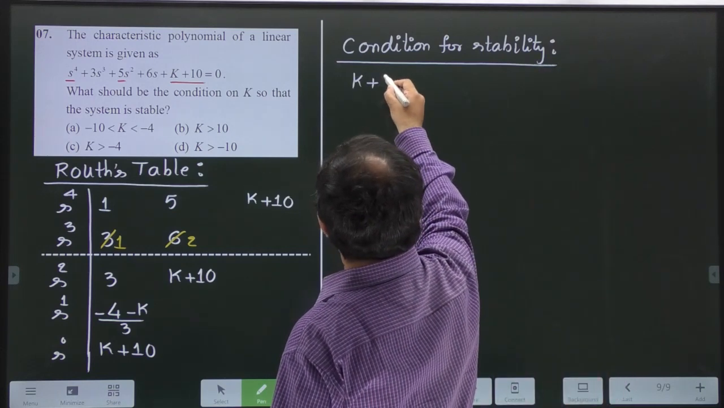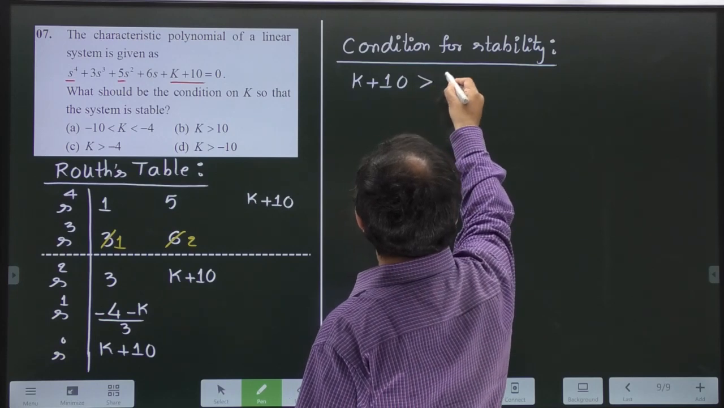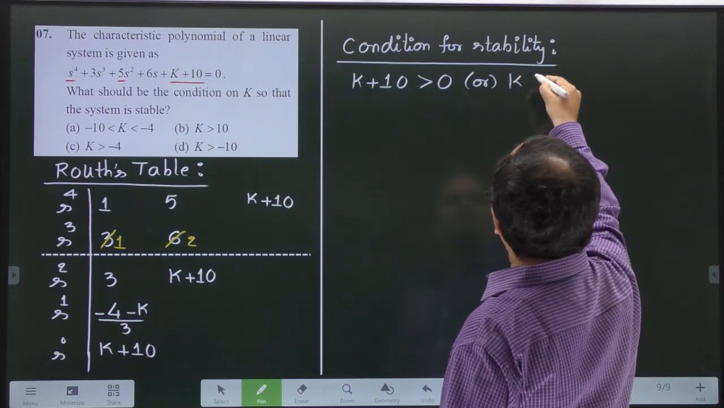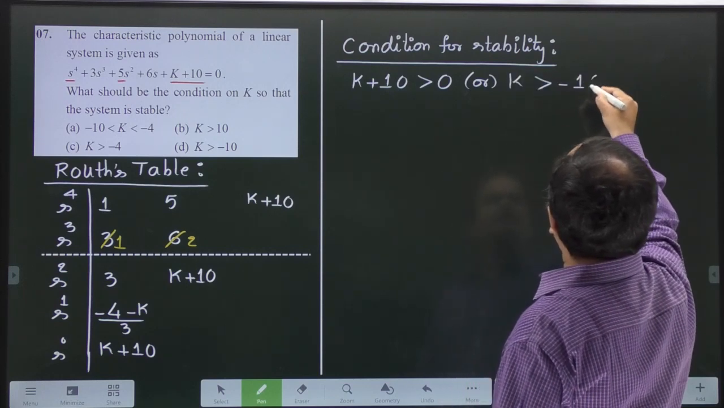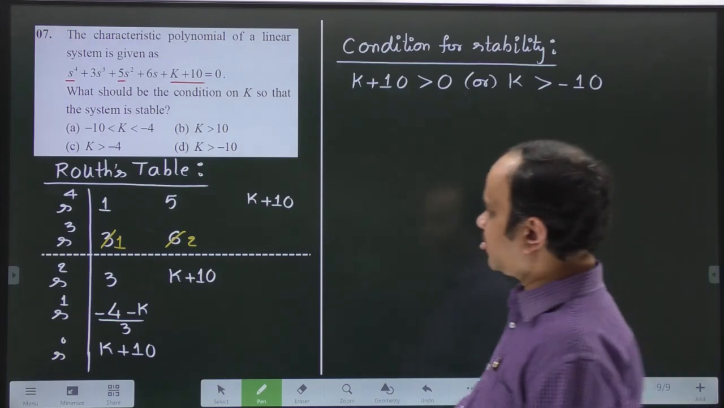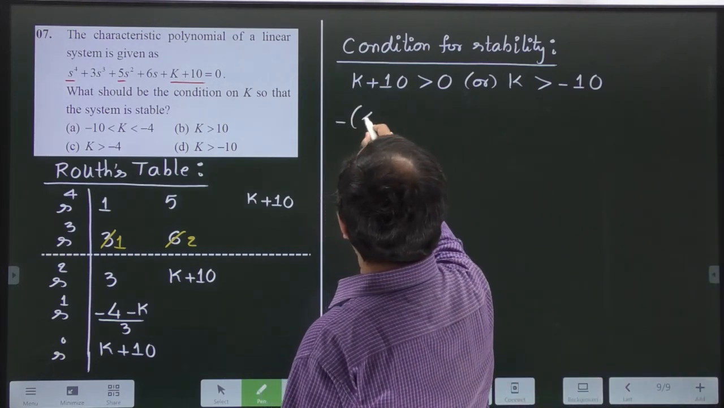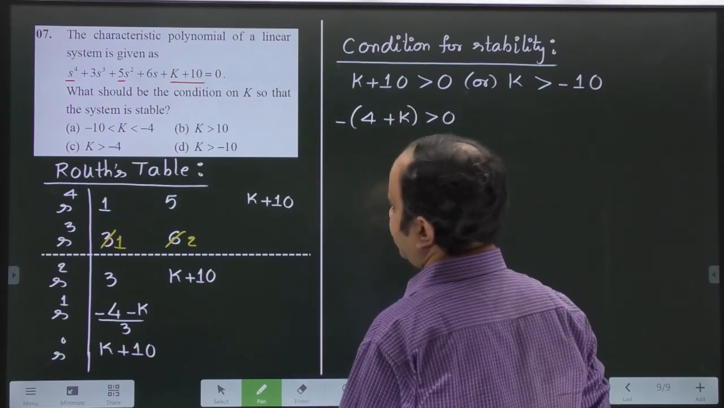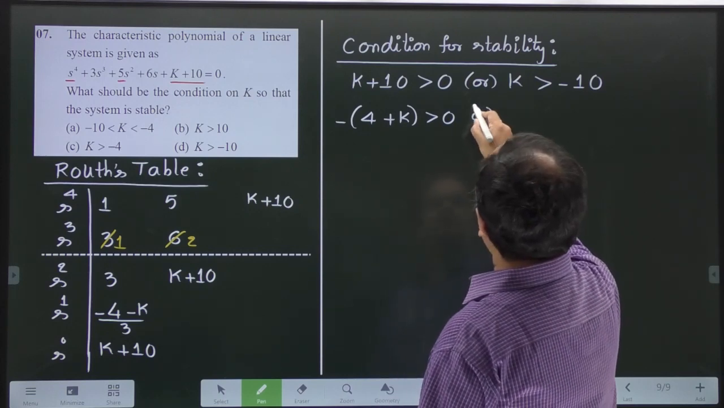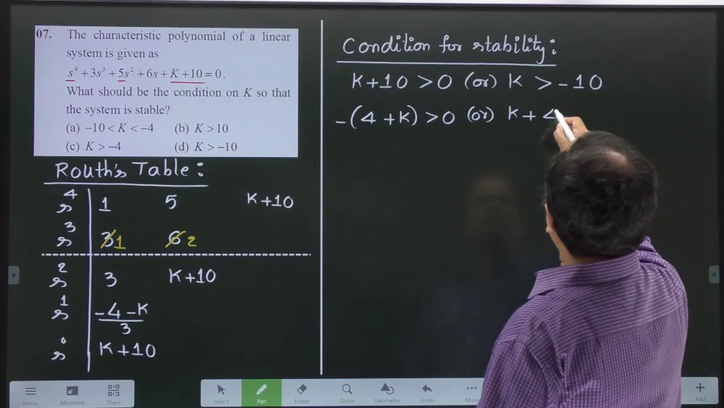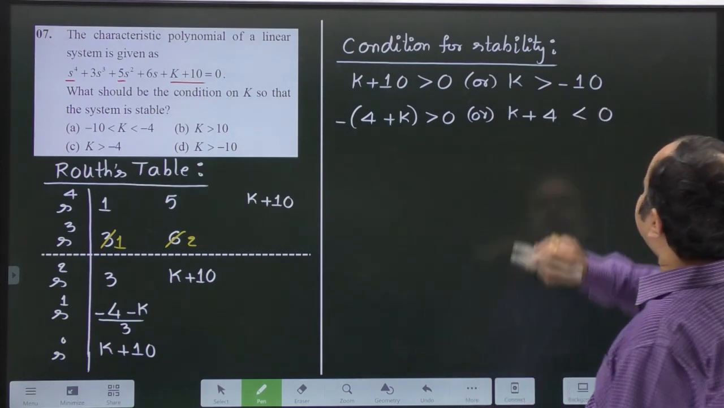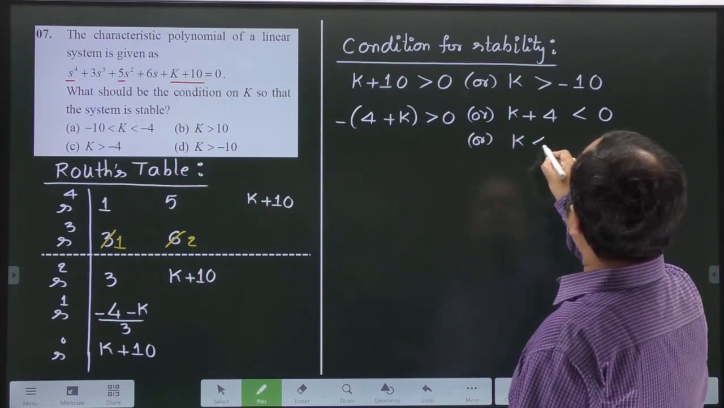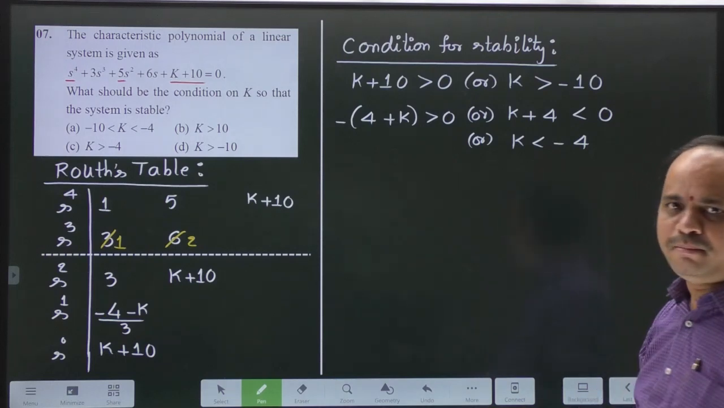K plus 10 should be greater than 0, or k should be greater than minus 10. That is the first condition. Minus of 4 plus k should be greater than 0, or k plus 4 should be less than 0, or k should be less than minus 4.